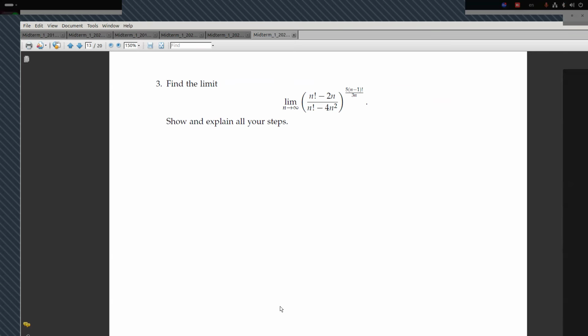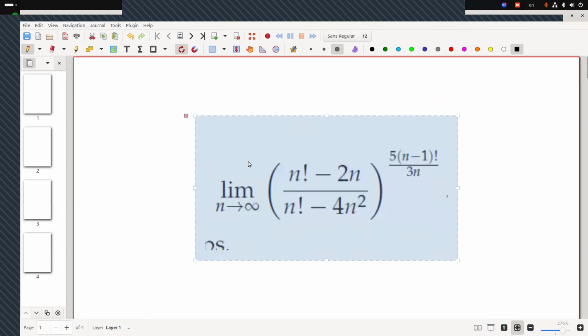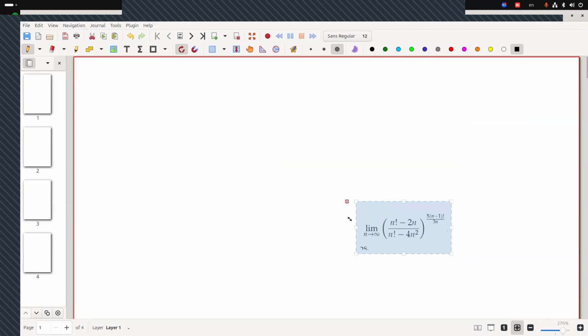So we have to find the limit of this. If we pass to the limit, guys, what do we get when n goes to infinity? What is the limit inside of the brackets? n factorial minus 2n over n factorial minus 4n squared. Which term is the fastest one? n factorial, and the limit is 1. So we'll get 1 to which power? Infinity. What is 1 to the power of infinity? Indeterminate form, right.